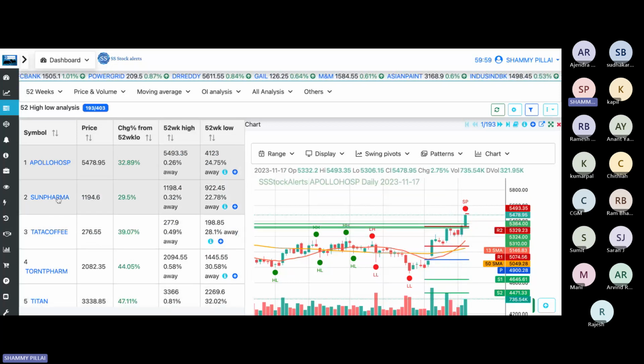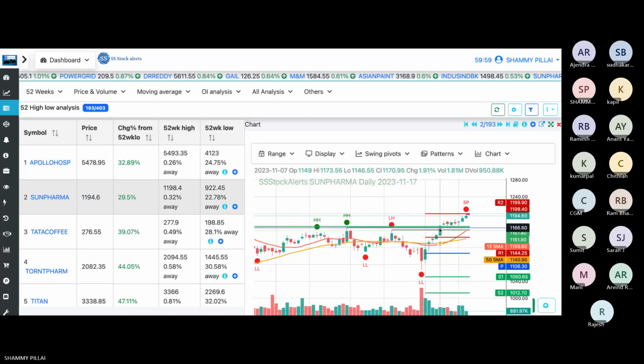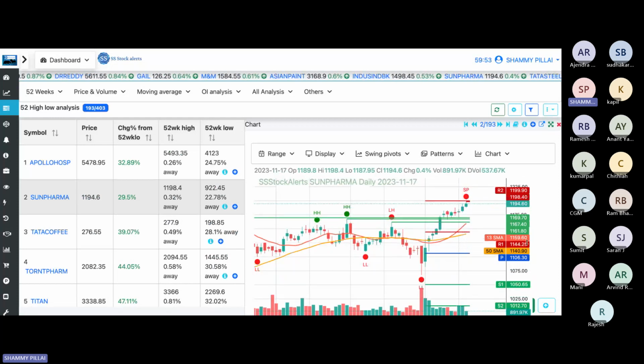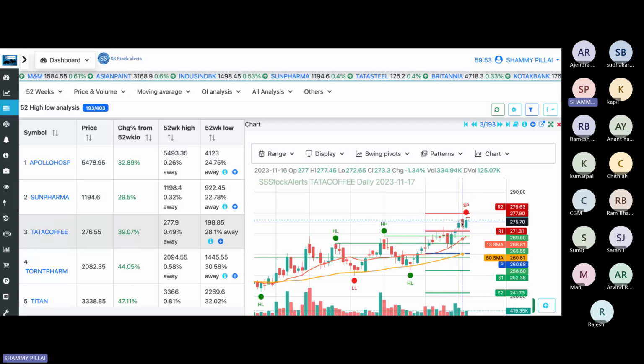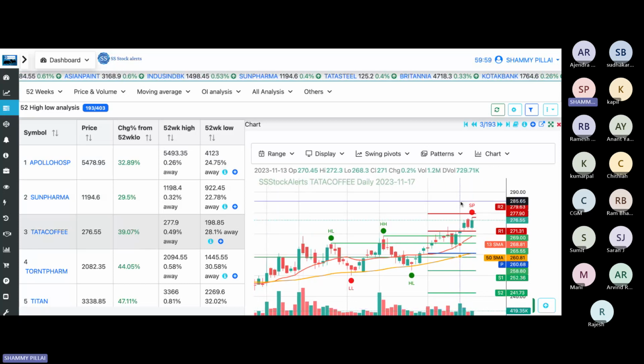So let's look at Sun Pharma. See, breakout, new breakout. Now this is becoming a new resistance. Once this crosses, it will have a new breakout. Third is Tata Coffee. Breakouts. Now it is forming a double top. Now it will have a new breakout. It needs volume. Volume is there.